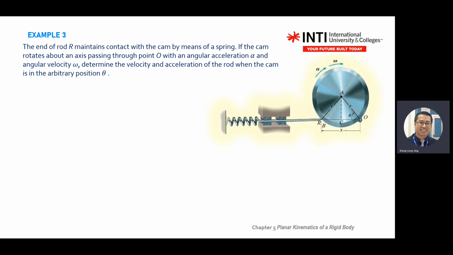Okay, so you see rectangular and so on. So you will surely have a reference point and another point. A block R maintains contact with the cam by means of a spring. This spring contacts R. If the cam rotates about an axis passing through point O here, with angular acceleration alpha and angular velocity omega, determine the velocity and acceleration of the rod when the cam is in arbitrary position theta. Which means you need to find the acceleration of R here, this rod.